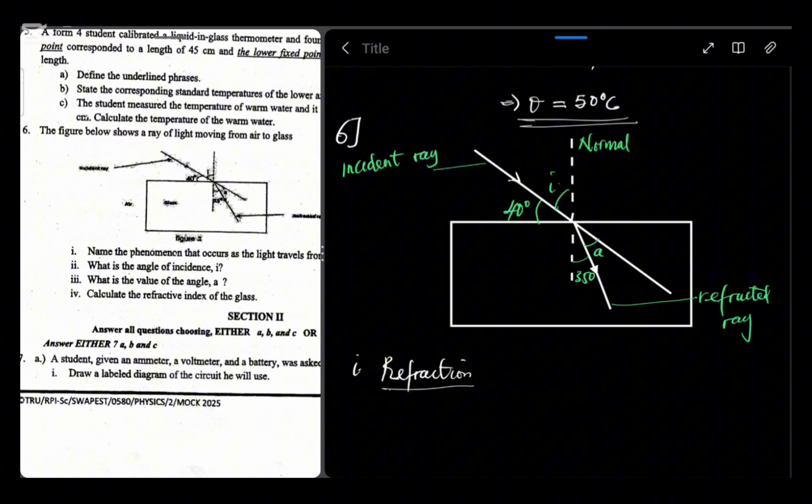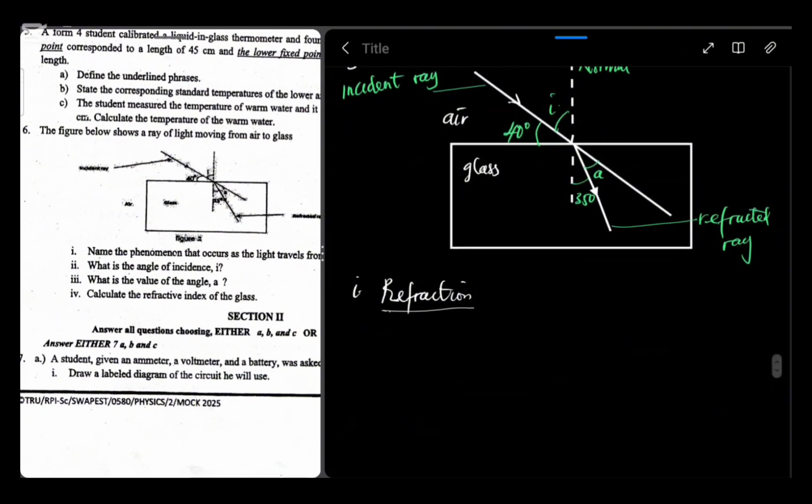Now, my dear friends, why is it refraction? It is refraction because there's a change in media. Since the ray is initially traveling in air and it gets into glass, that is a change in media. Refraction is that phenomenon of a wave, particularly light, wherein the path of a light ray changes direction as it changes from one medium to another.